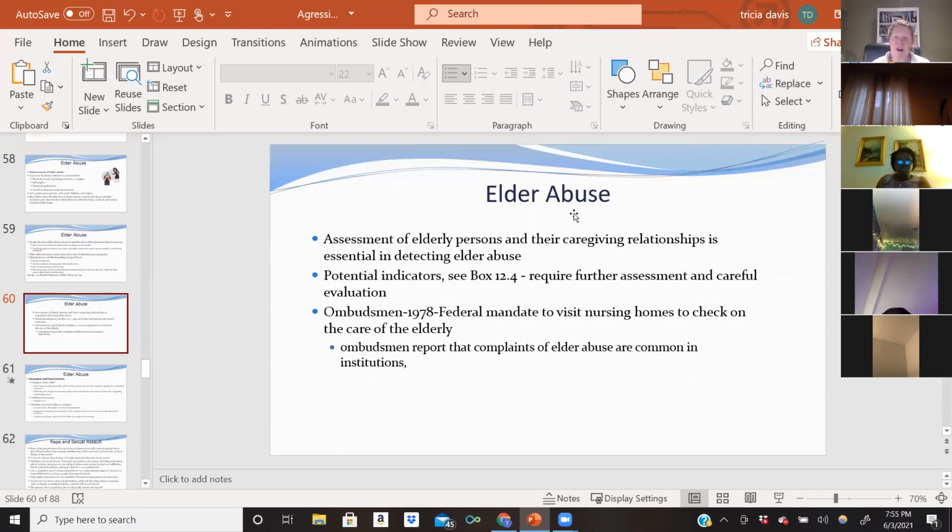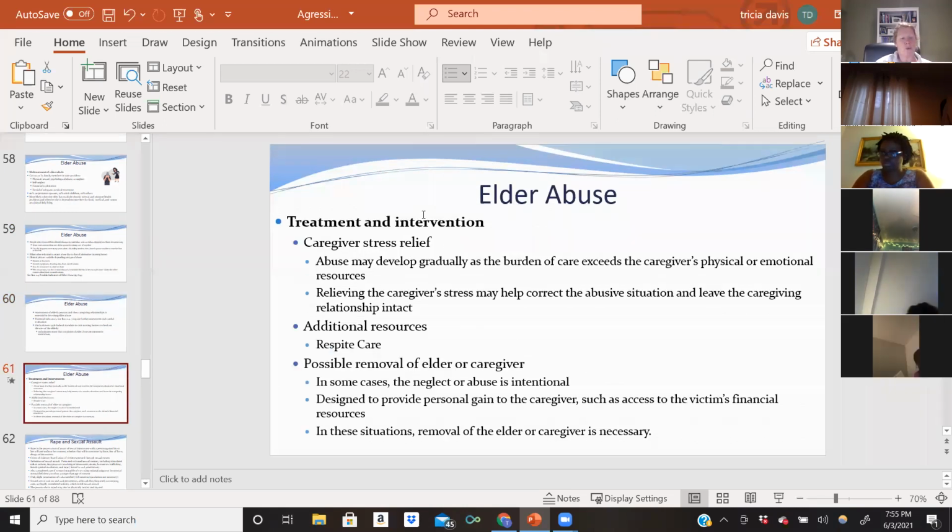And there is something called the ombudsman. In 1978, the federal government mandated that ombudsmen be allowed to visit nursing homes to check on the care of the elderly, because we know that there's a high susceptibility of elder abuse. What they do is they go to these facilities, they check on these patients, and then they report back to the government any complaints of elder abuse in these situations.